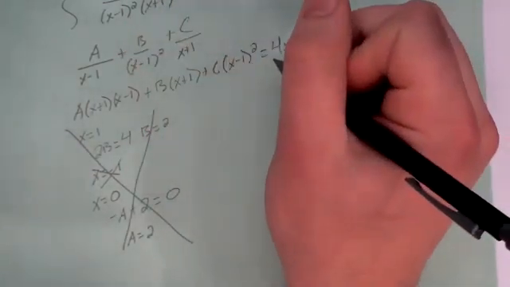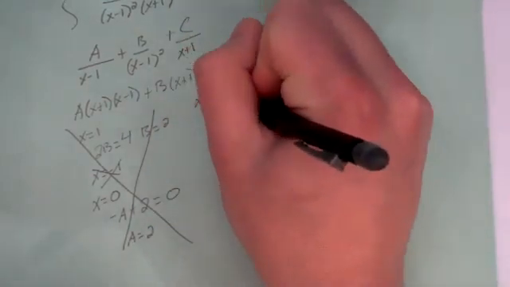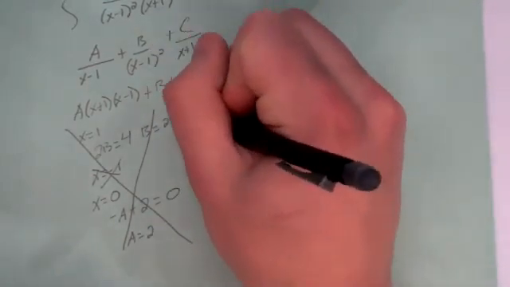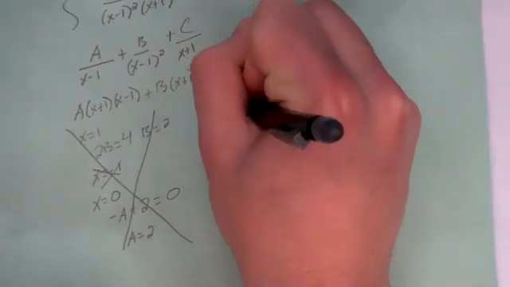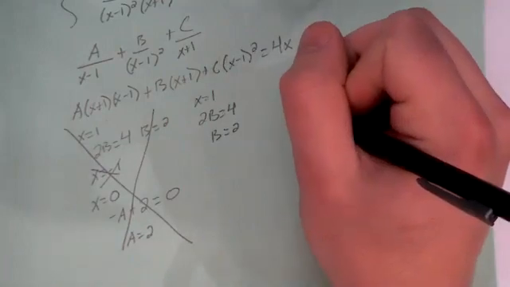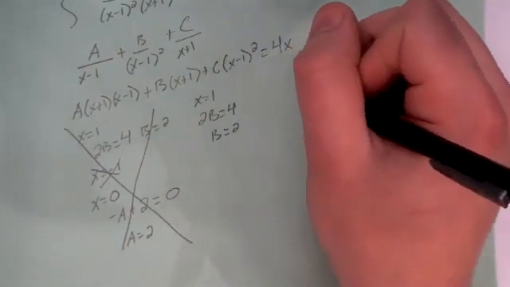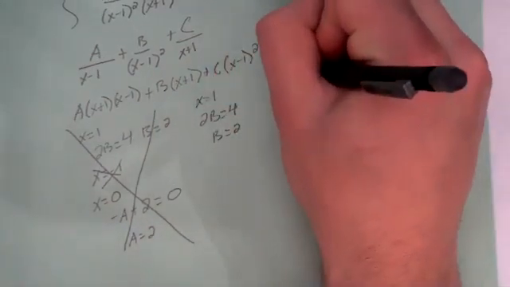But if we once again set our x equal to 1, then we're going to get 2b equals 4, and b in this case is actually still 2. So then what we can do is if we set x equal to 0, do it over here.